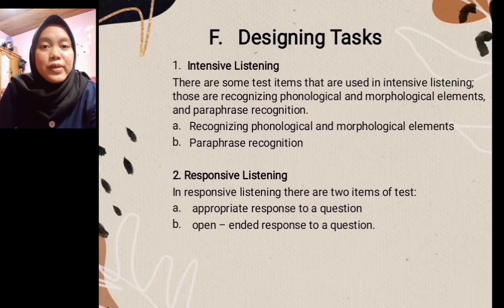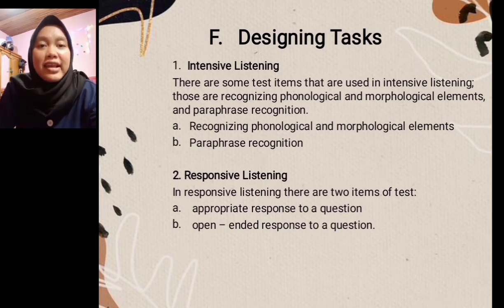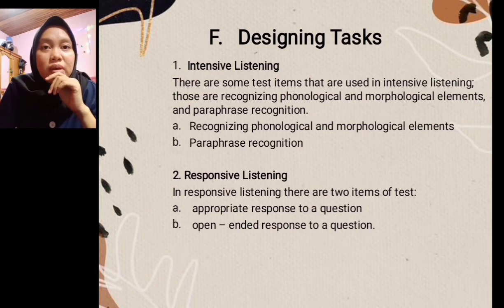5W plus H questions, and knowing how to get the answer, how to get the good answer. Bagaimana mengetahui bagaimana mendapatkan jawaban yang sesuai.